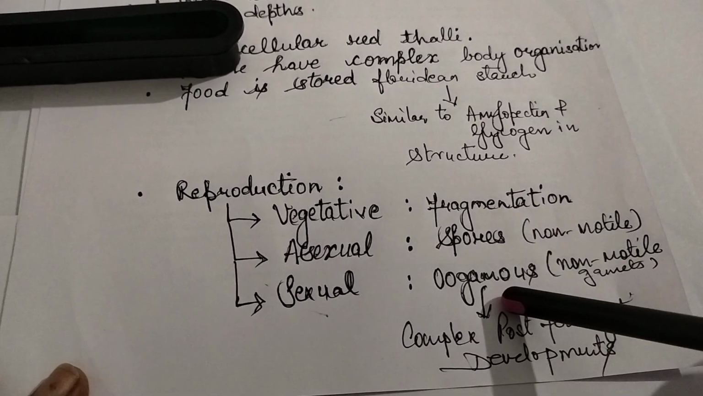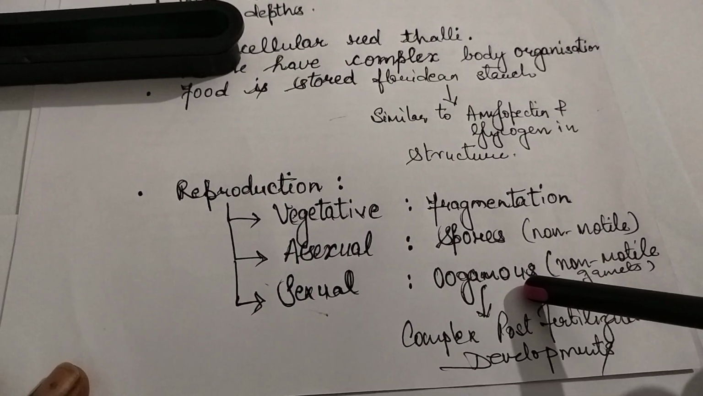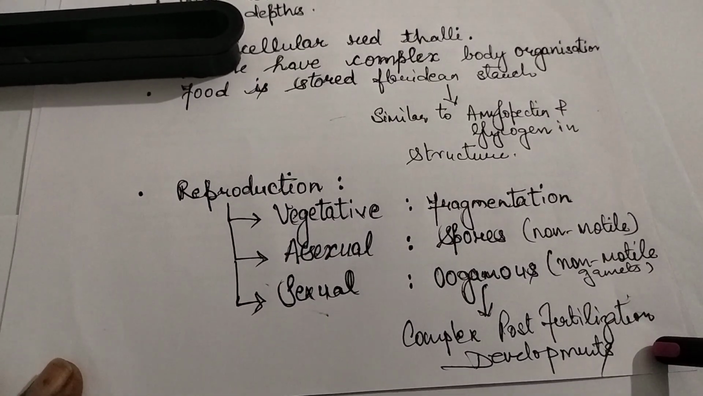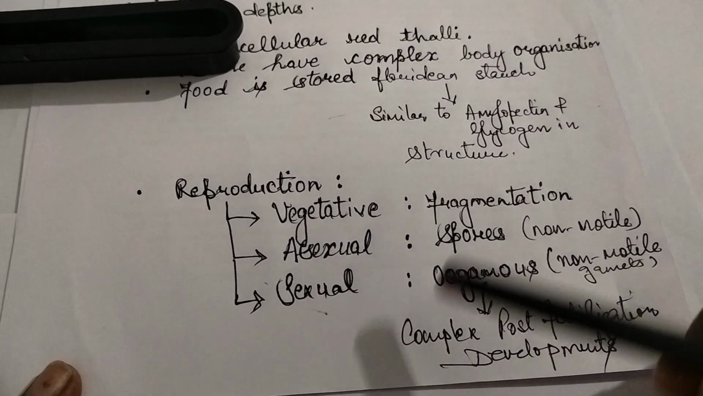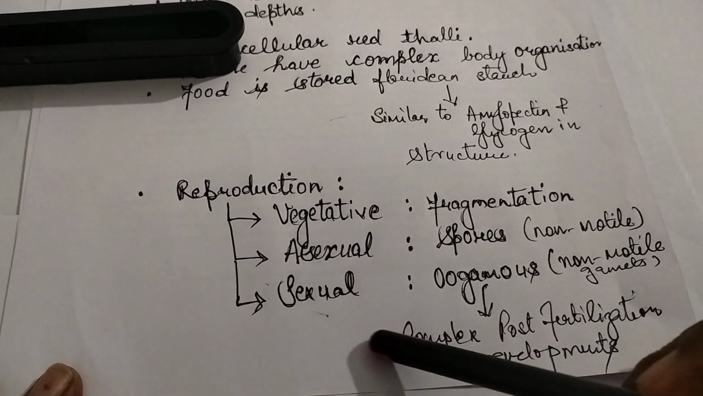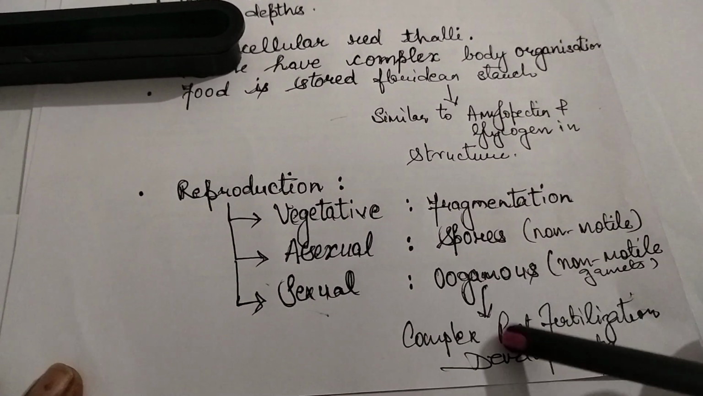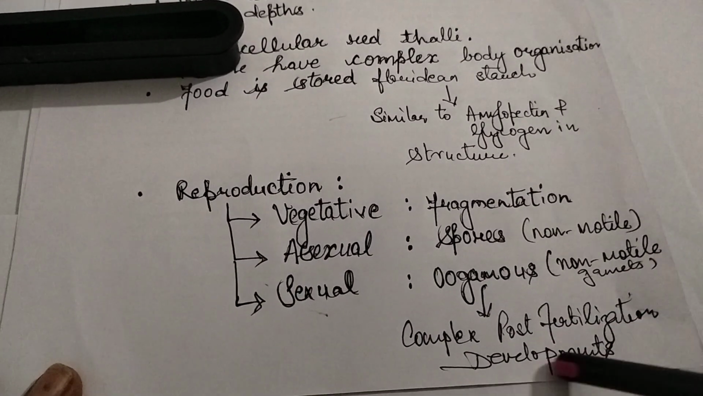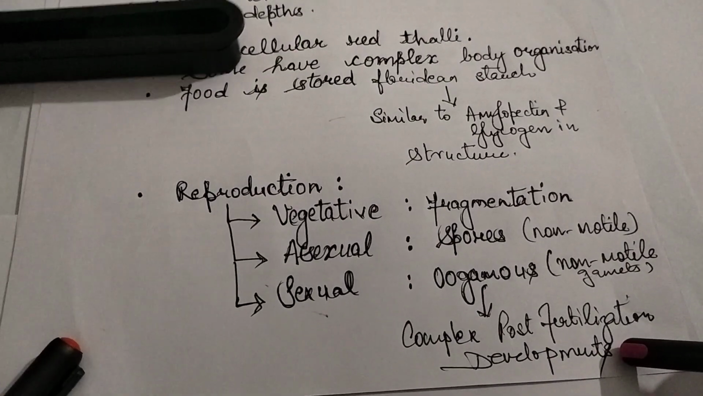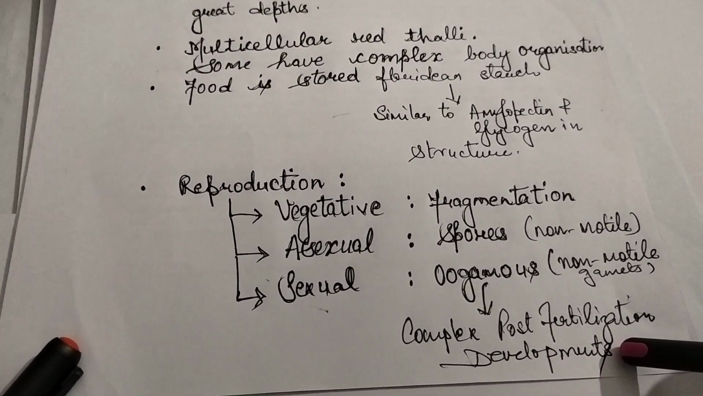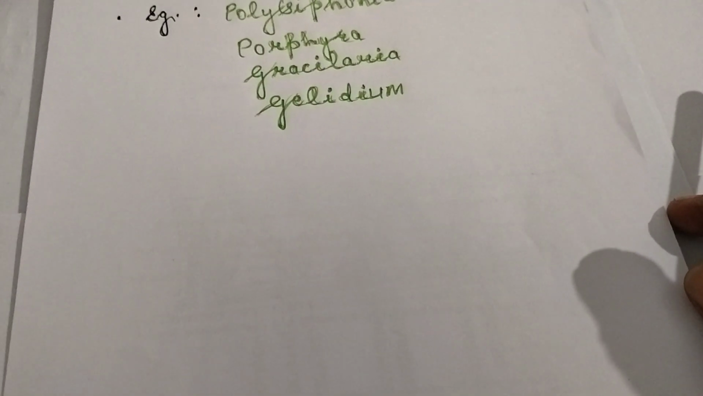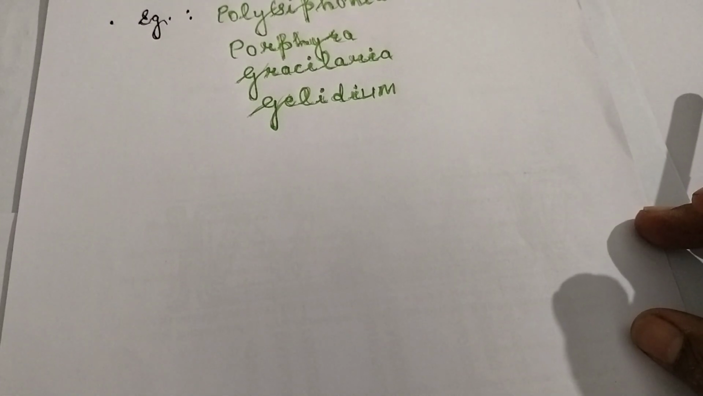Sexual reproduction is oogamous type, accompanied by complex post-fertilization developments. Means in red algae, sexual reproduction is oogamous and it is followed by post-fertilization development, which is complex, means it incorporates a few steps. Now some examples of red algae: Polysiphonia, Porphyra, Gracilaria and Gelidium. All the names you have to remember.